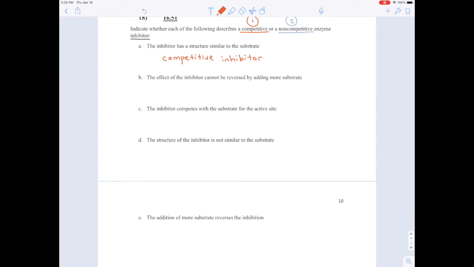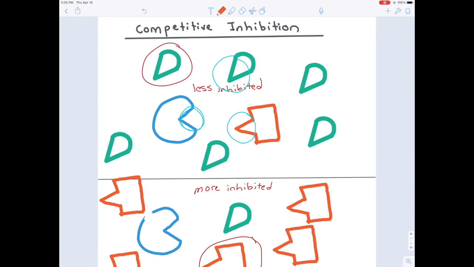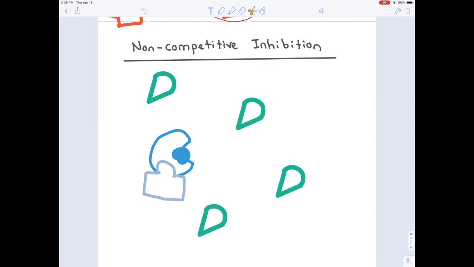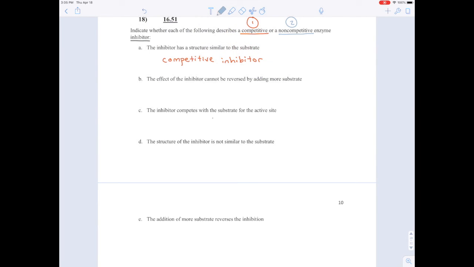For B, the effect of the inhibitor cannot be reversed by adding more substrate. We saw how, with competitive inhibition, you can reverse the inhibition. You can take the inhibition away just by adding more substrate. If you can't reverse the inhibition by adding more substrate, then it must be the non-competitive inhibitor. As we saw here, no matter how many of these substrate molecules you have, they won't fit into the active site, and so it won't reverse the inhibition. So B would be a non-competitive inhibitor.